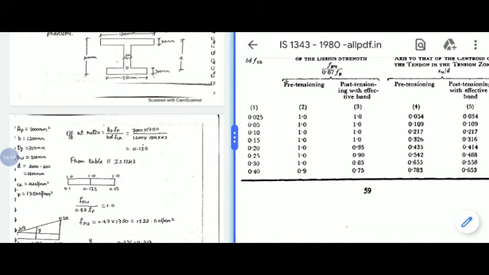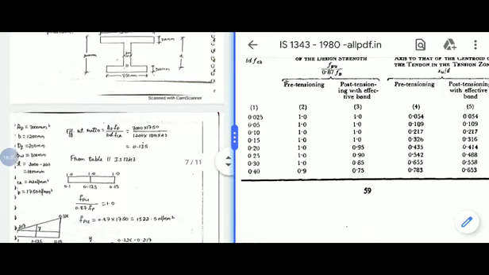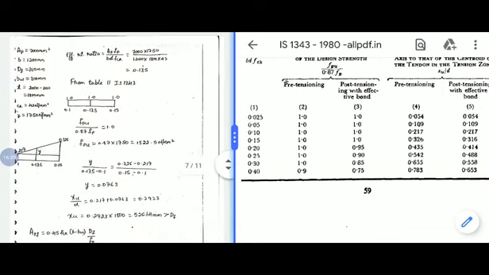Here it is not given whether it is pre-tensioned or post-tensioned. The tendons are given as directly bonded in the concrete. So there is no question of grouting, there is no question of post-tension. So directly we will consider it as pre-tensioning only.